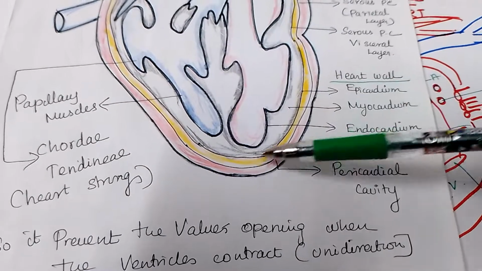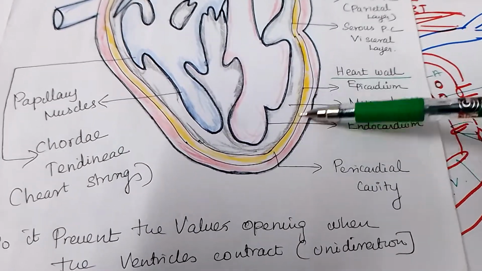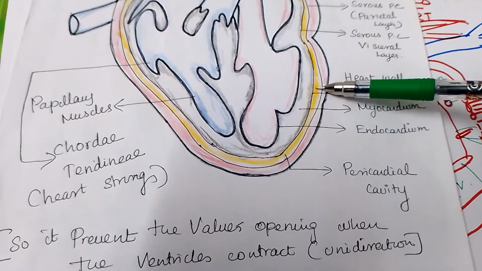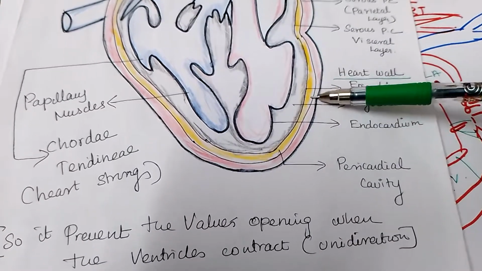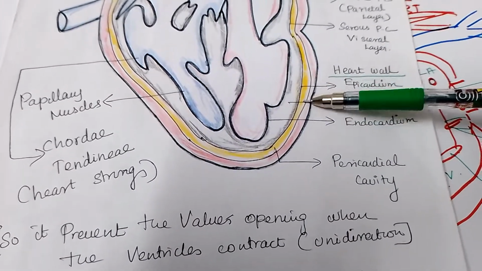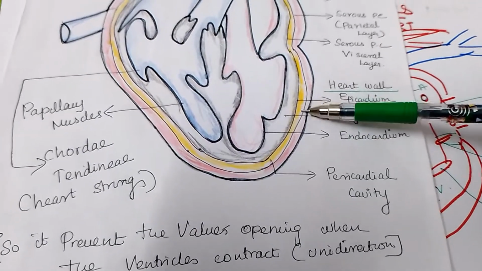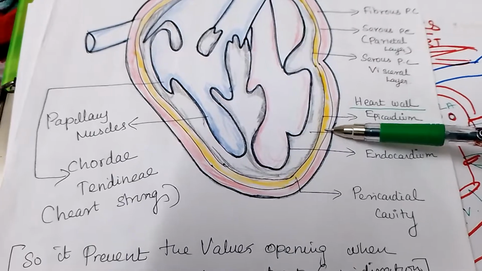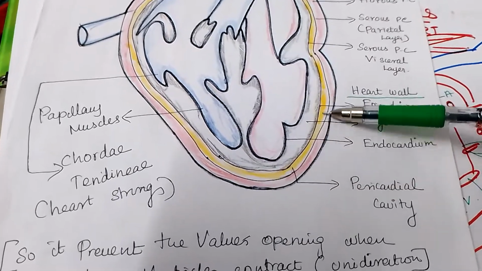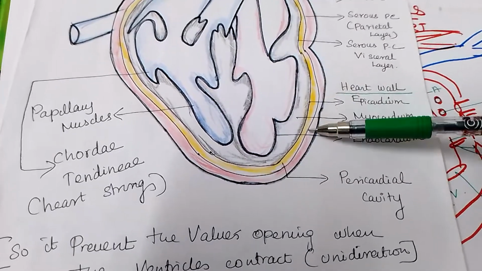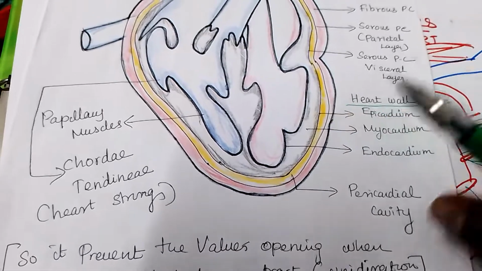So this pericardial fluid has some anatomical importance. What is that? If the fluid in the pericardial cavity is excessive, it is called pericardial effusion. It is so difficult for the heart to pump. If there is any inflammation, that is called pericarditis. Understand?